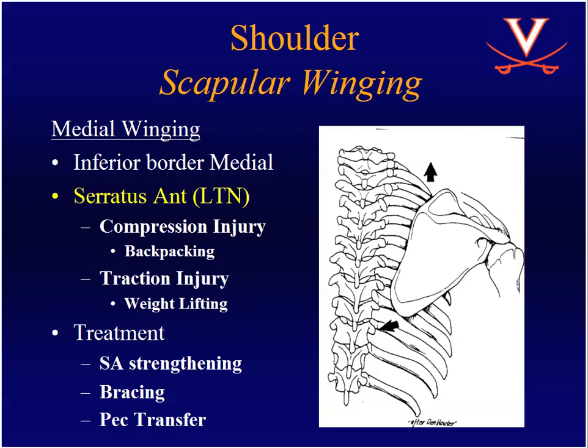Medial winging, long thoracic nerve. A backpacker, may have been backpacking out in the bayous, develops this winging of the scapula because of compression of the long thoracic nerve. Also can occur in volleyball players again. Treatment, again, you've got to wait 6 months. It's a long nerve, remember. You've got to wait 6 months for that nerve to come back.